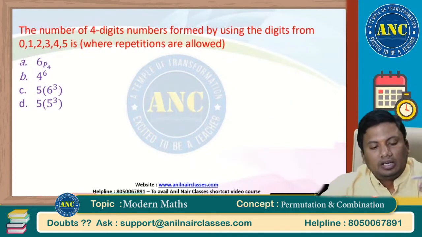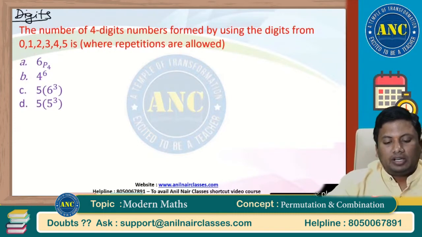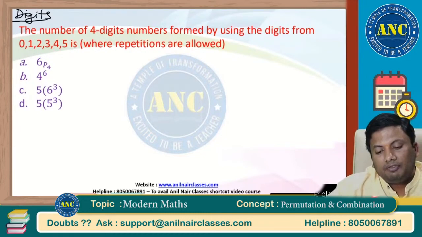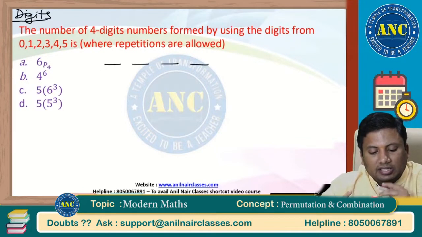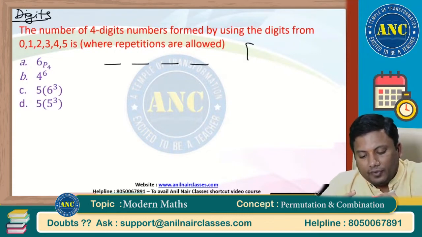Now, till now we did with respect to arrangement of alphabets. Now we will do arrangement of digits. Listen carefully, sir. Digits. Number of 4-digit numbers formed. Total there is a 4-digit number formed by using the digits.